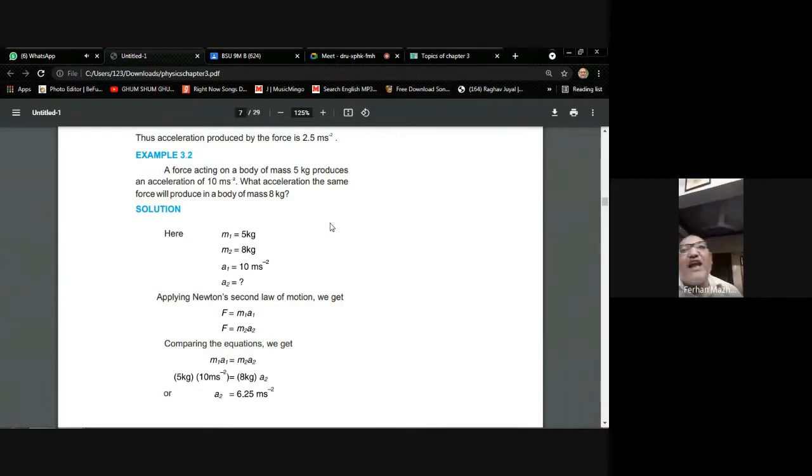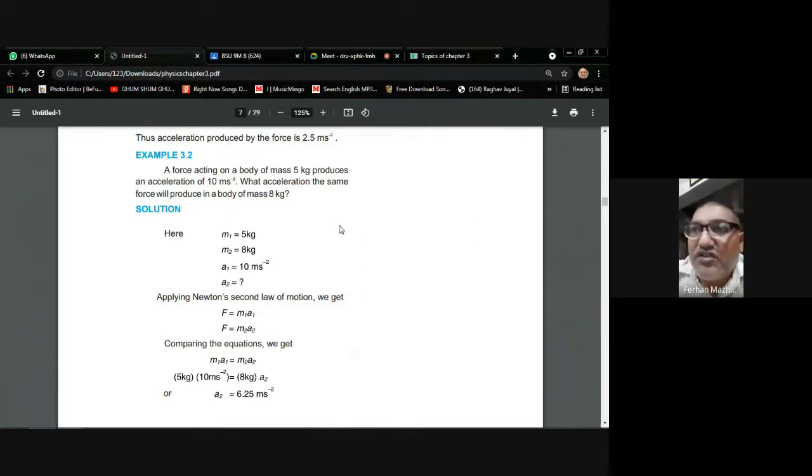F is equal to ma. You know the mass is 5 kg and the acceleration is 10. So 5 multiplied by 10 will be 50. So the force applied on the first body is 50 Newton. Now the same force is applied on the second body. The second body is of 8 kg. So the same force is applied on that second body. So what will happen? Let me show you.